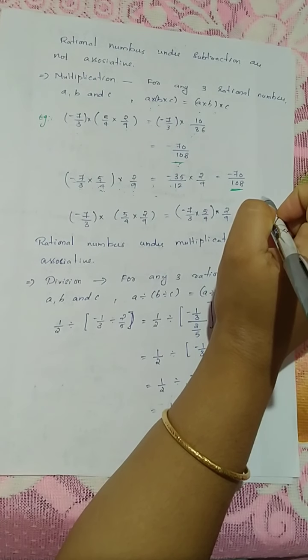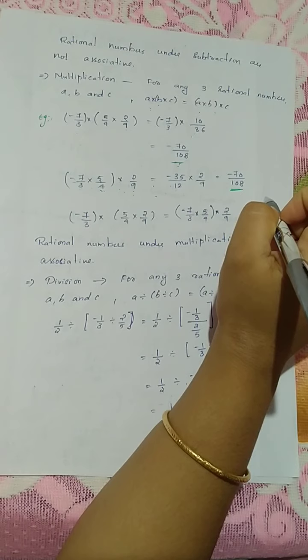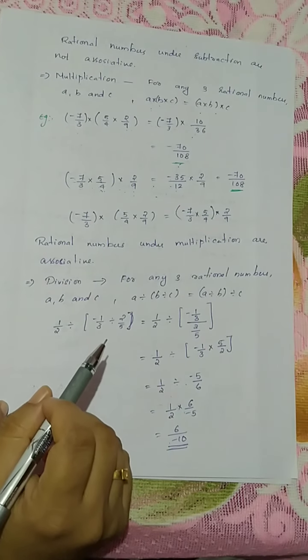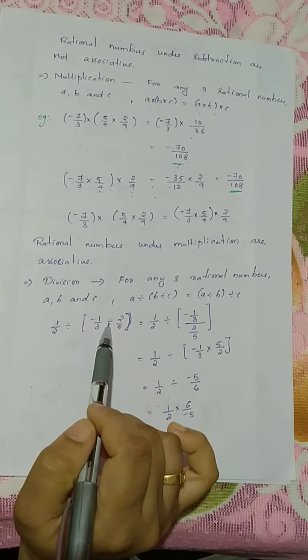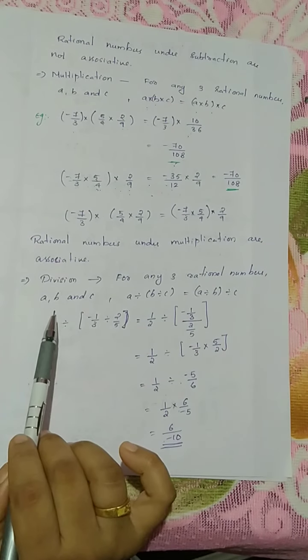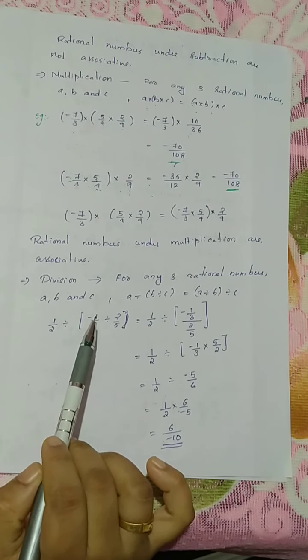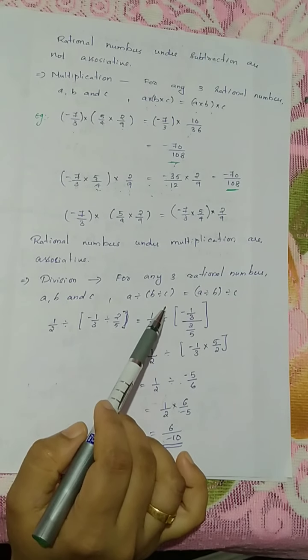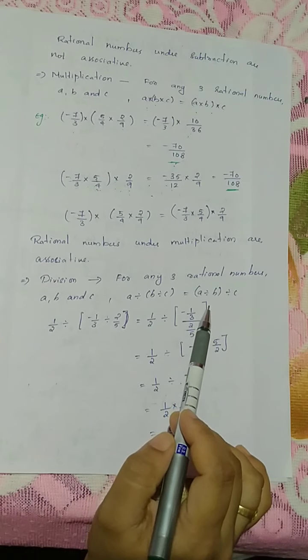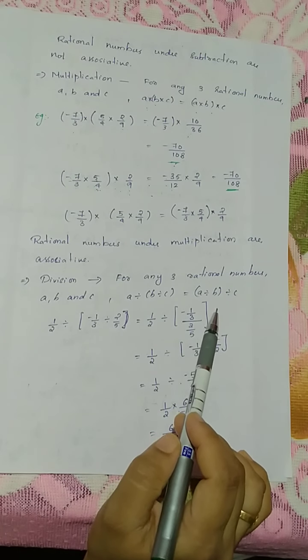So rational numbers under multiplication are associative. Next is division. For any three rational numbers a, b and c, (a divided by b) divided by c is not equal to a divided by (b divided by c).